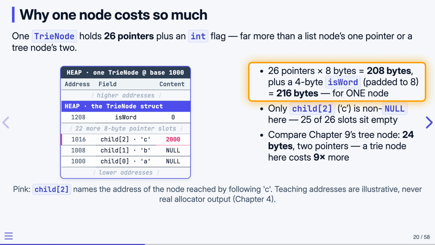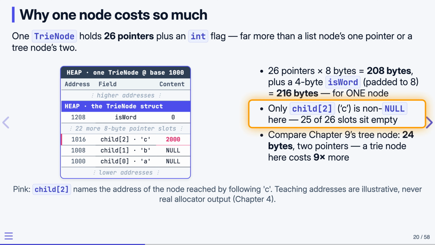Let's add up the cost. 26 pointers times 8 bytes each is 208 bytes. Add the 4-byte isWord flag, padded to 8 bytes, and one node is 216 bytes. And only child at index 2, the letter C, points anywhere. 25 of the 26 slots sit empty, still costing 8 bytes each.